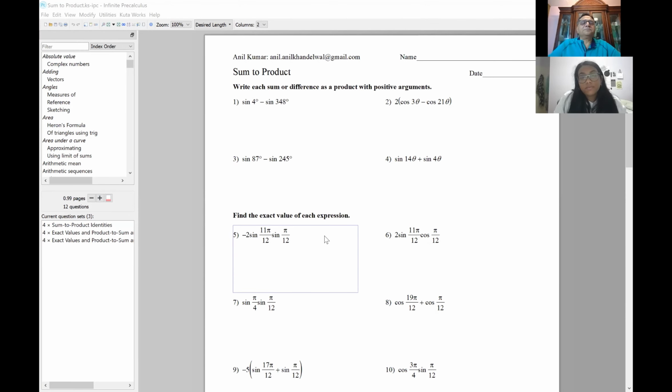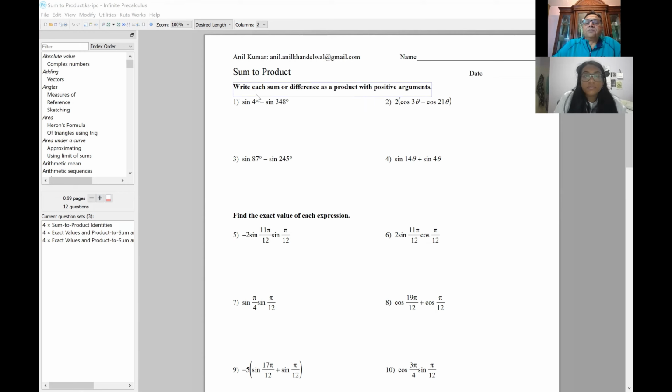Okay, so I'll share more questions with you, but this time it'll be slightly more tricky. So you can see a couple of questions, correct? So we have two types of questions on this page. The first one is write each sum or difference as a product with positive arguments. Is that okay? Arguments means the angle, 2 theta, 3 theta, all those things, right?